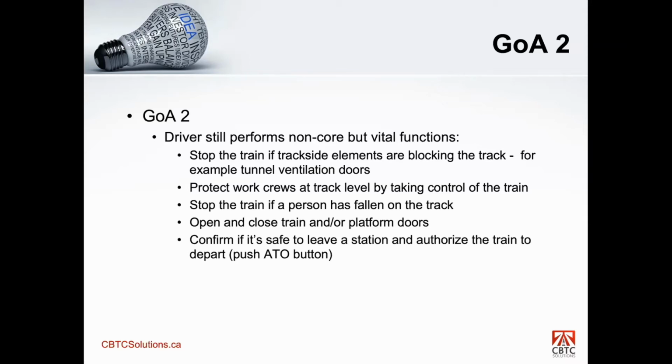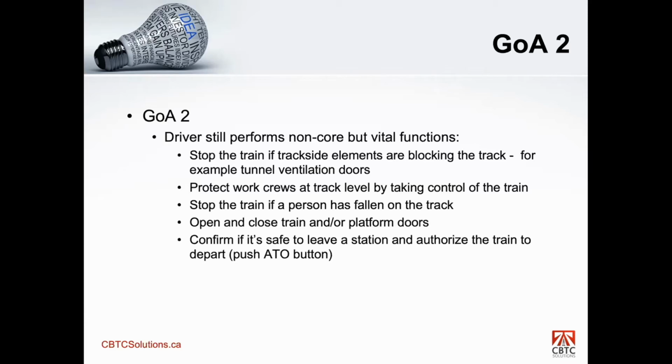The driver is also there to protect work crews that are working at track level. So an automated train may not be aware that there are work crews, but the driver is, in which case the driver will pull the train out of its automated mode and move in a manual mode while it's going through that particular part of track. Stop a train if a person has fallen on the track. So if you're at a platform and a passenger has fallen, the driver will be able to stop the train if possible. When the train is at the platform, it's the driver's responsibility to ensure it's safe to open and close the doors.